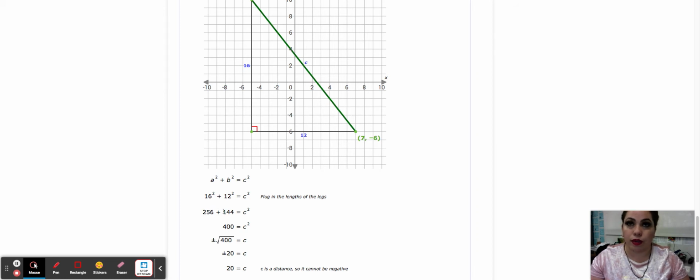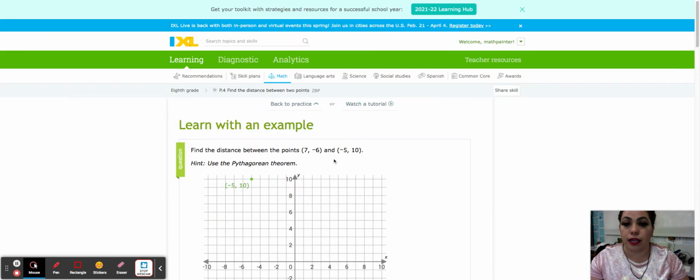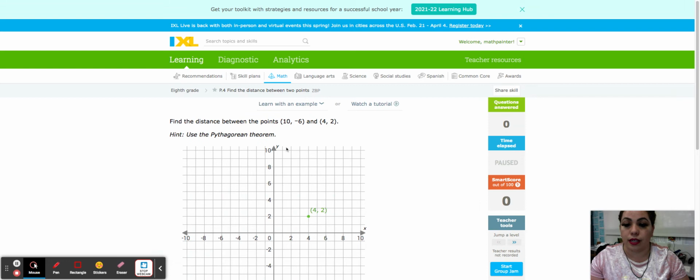256 plus 144 is 400, which equals c squared. Then you square root it, and the answer is 20. So c is the distance, so it cannot be negative. It can never be negative because it's the bigger number. All right, so let's go ahead and start this.